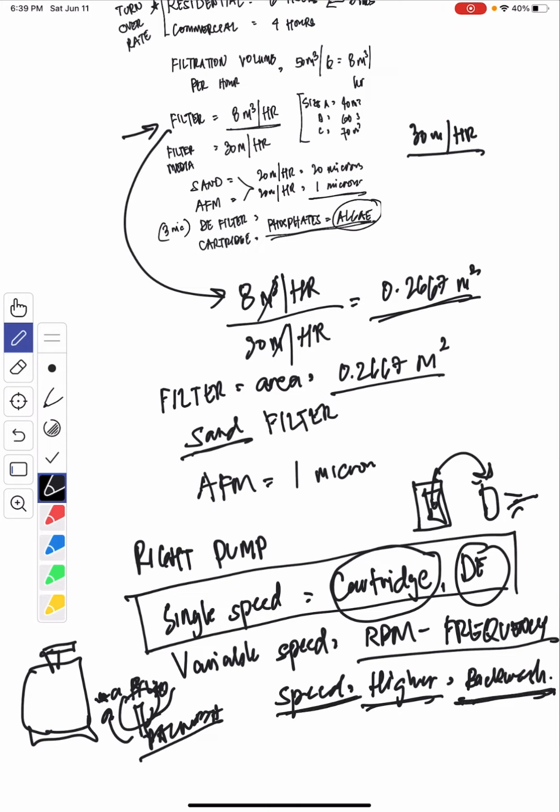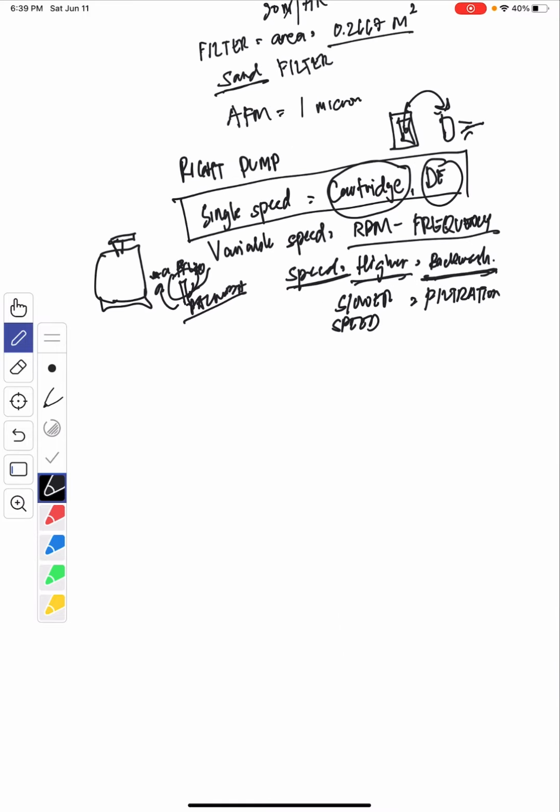But during filtration, you need a slower speed of the pump. You need a slower flow. So same thing again, it's 0.2667 meters squared. Okay, this is the filter area that you have.